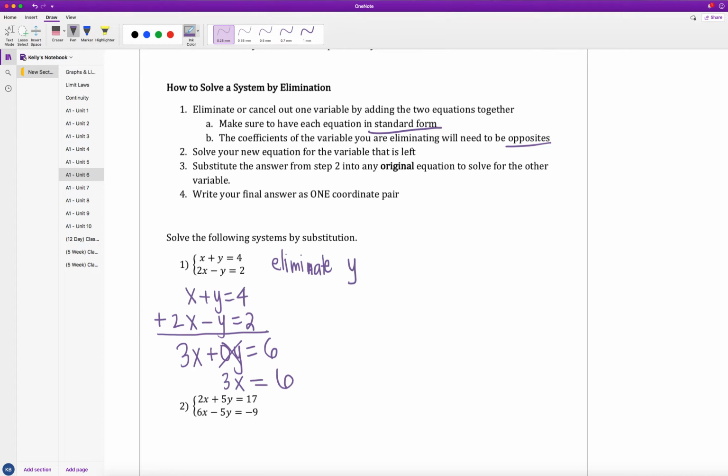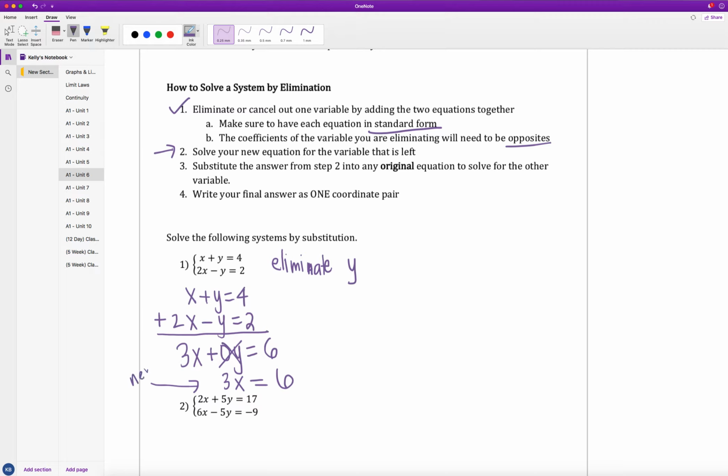I'm not done solving yet, but I've done my first step correctly because I eliminated the variable that I set out to eliminate. My goal was to eliminate the y's, and they completely canceled each other out. And I just get left with an equation here that's all in terms of x. So that's what step 1 is all about. Now step 2 says solve our new equation for the variable that's left. So this is my new equation down here.